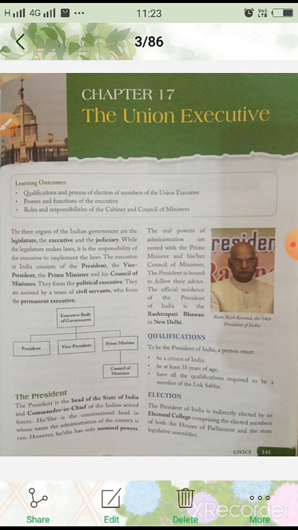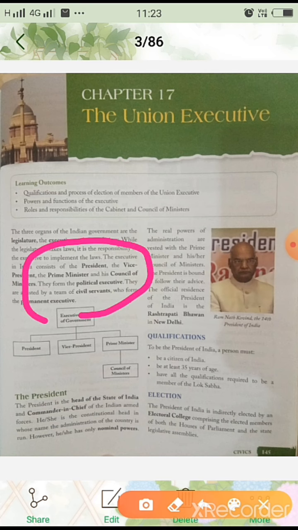Okay, and the executive in India consists of the president, the vice president, and the prime minister and his council of ministers. So it is very very important, so this question usually comes: what does the executive in India consist of, that is, who are the members of the executive in the Indian government. So this could be asked. So what you have to write is that the executive in India consists of the president, the vice president, the prime minister, and his council of ministers.